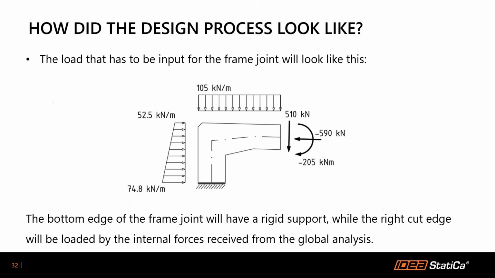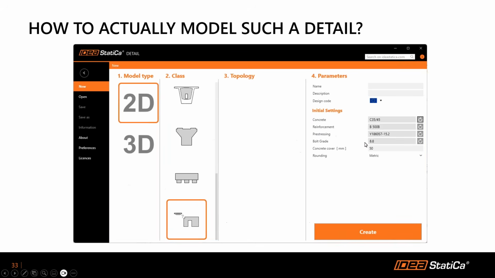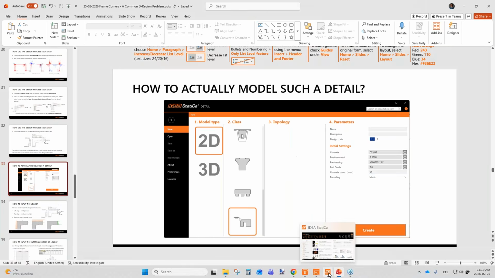So we will input such a frame joint detail into this application Detail, and we will load it, as you can see here. From the left side, we will input earth pressure into one load case. From the upper edge, we will input the weight of the overburden above the tunnel, and to this right edge, we will need to input this set of internal forces from the global analysis. How do we do that? How do we input internal forces as outer load? I will show you in the application. So let's start actual modeling.